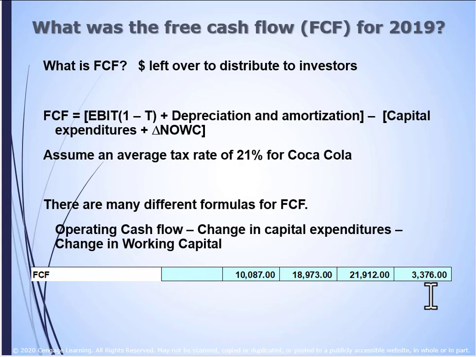So again, that's a brief introduction into financial statements and some key markers that we want to keep track of.